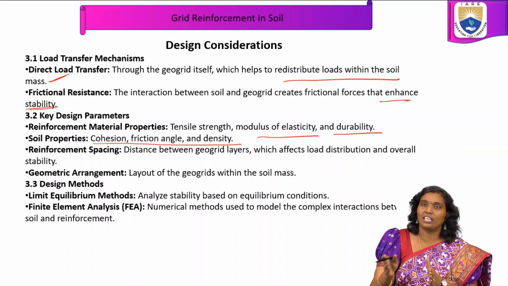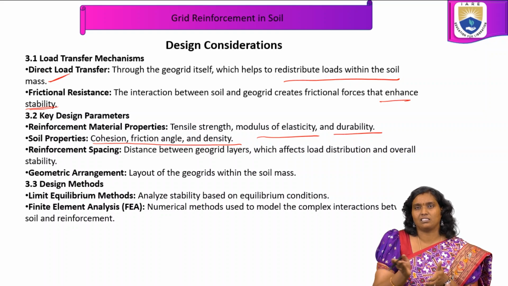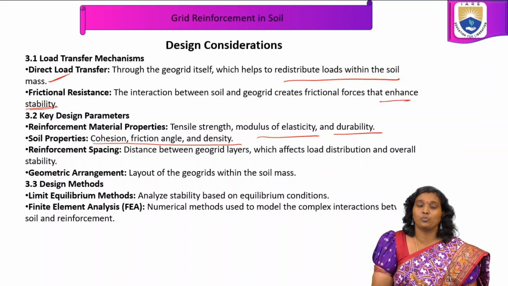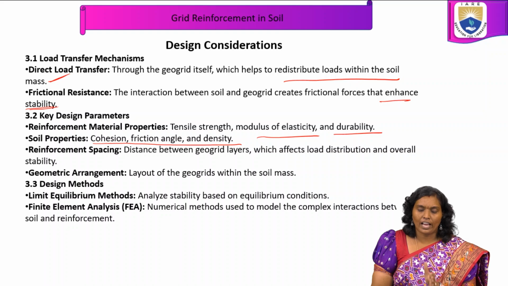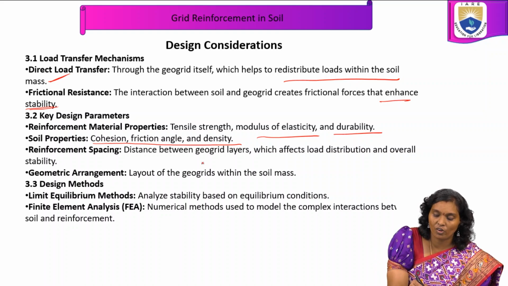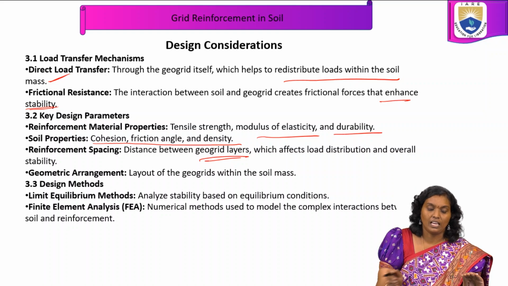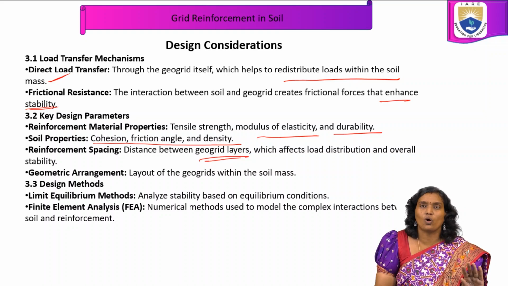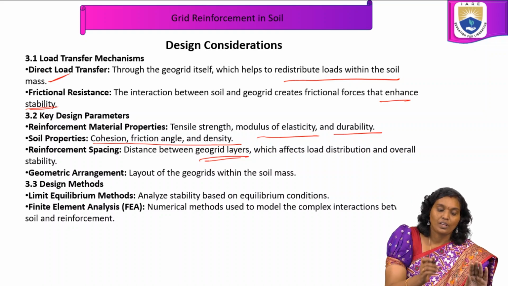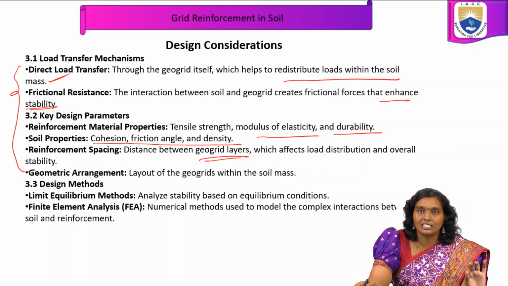The spacing between the grids, vertically and horizontally, and how many grid layers there are, also affects the load distribution and the overall stability of the structure. So the distance between the geogrid layers affects load distribution and stability. In geometric arrangement, it is the layout of the geogrids within the soil mass. These are some of the considerations we have to consider for the design.